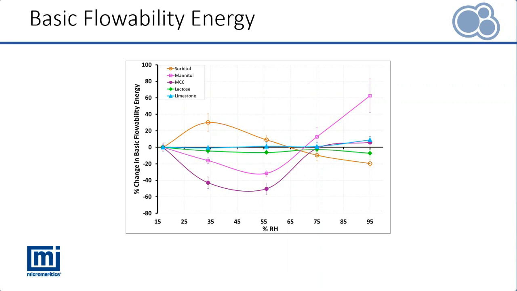What this tells us is potentially that materials like the lactose and the limestone might flow in a similar manner throughout that humidity range, whereas if we are using materials like the MCC, sorbitol, or mannitol, we need to be quite careful at what humidity we are doing our measurements, what humidity we are actually using in process, and make sure that the measurements are carried out under similar conditions. That will allow us to directly understand what is happening in processing.